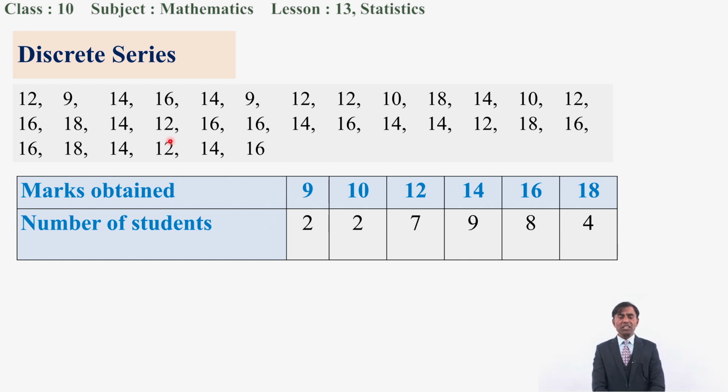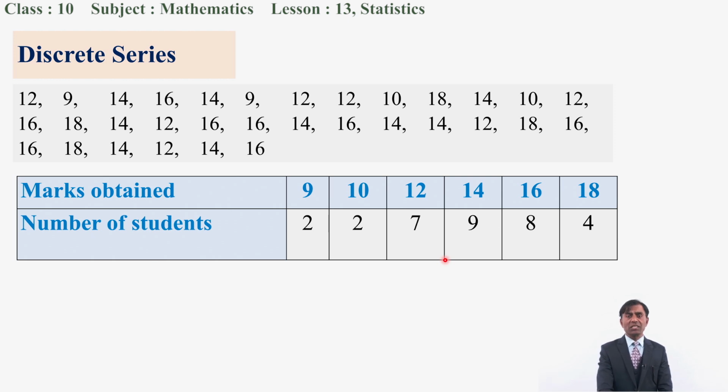Look at the marks obtained: 9 by 2 students, 10 by again 2 students, 12 by 7 students, 14 by 9 students, 16 by 8 students, and 18 by 4 students. If we are grouping this way, that is discrete series.